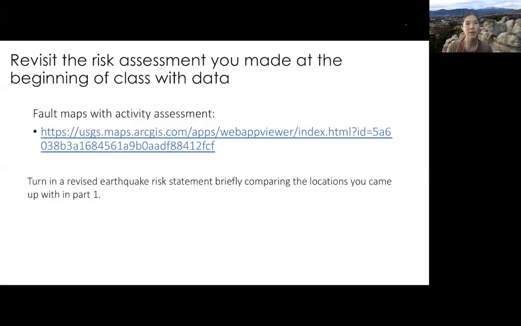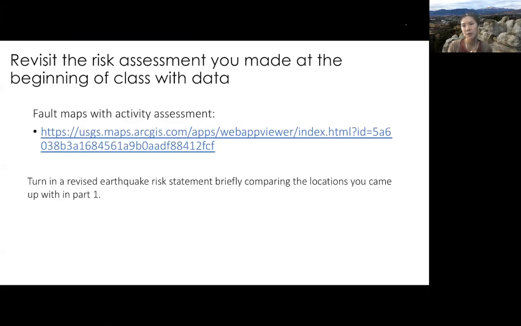All right, that's the end of earthquakes and earthquake hazards for us. What I'd like you to do now is revisit the risk assessment that you made at the beginning of class, and supplement it with some data. The USGS has compiled a nice web map that has faults on it and some activity along those faults. Take those 3 to 5 places you came up with at the beginning and your hypothesis about which place had the greatest earthquake risk, and compare it to this map.